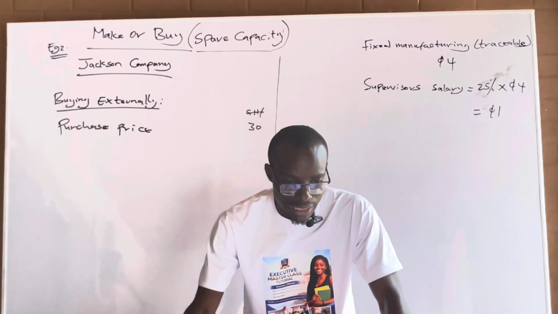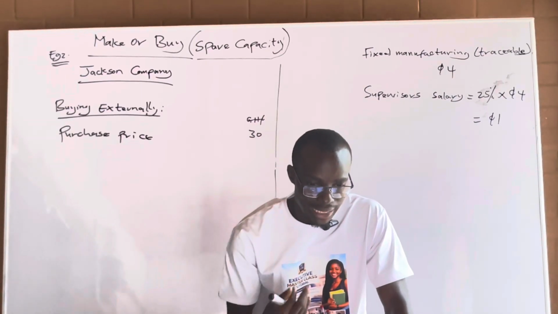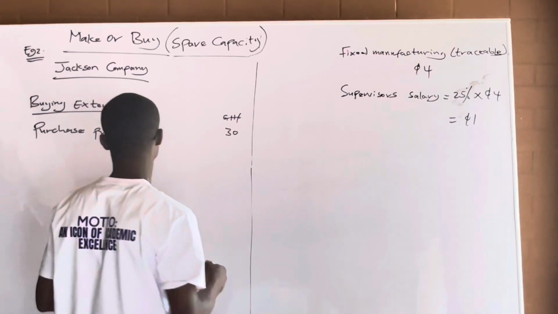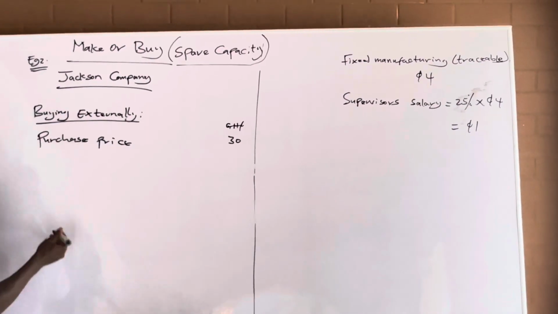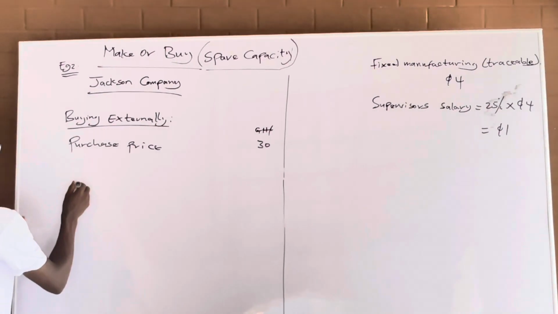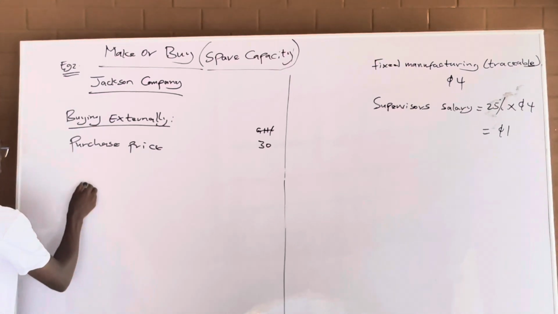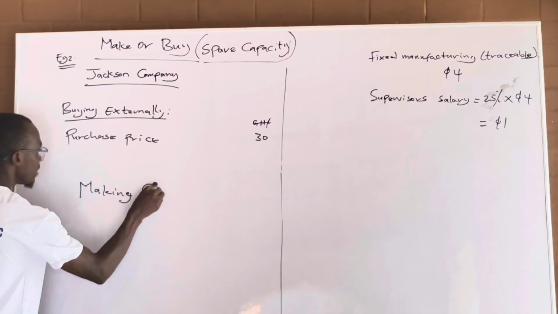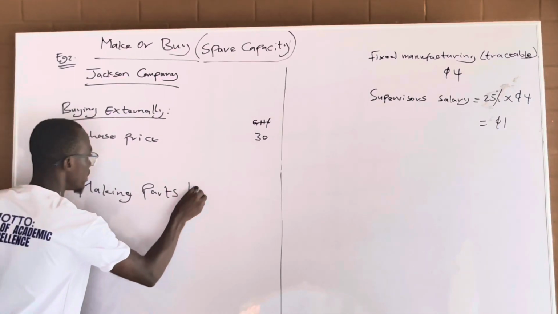So now let's see if they are producing this internally. Let's see the cost that they are going to incur. So, producing internally, or making parts internally.